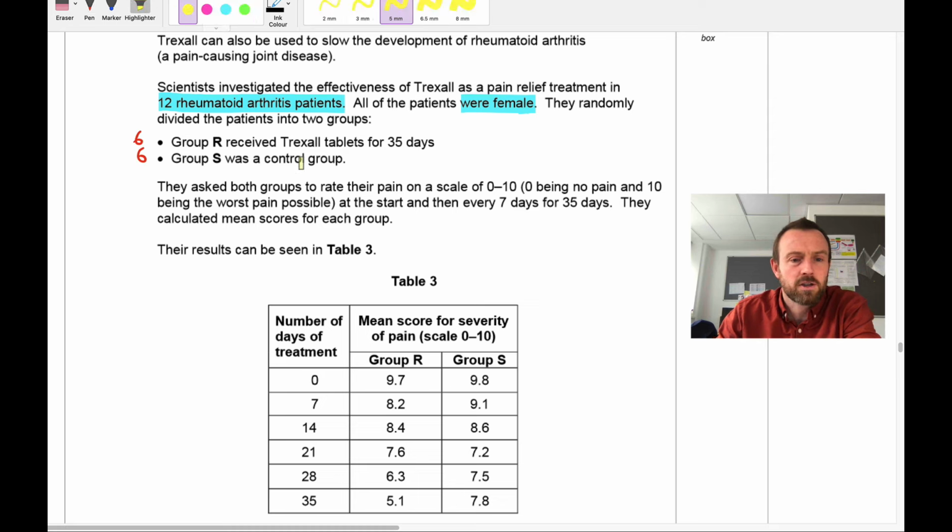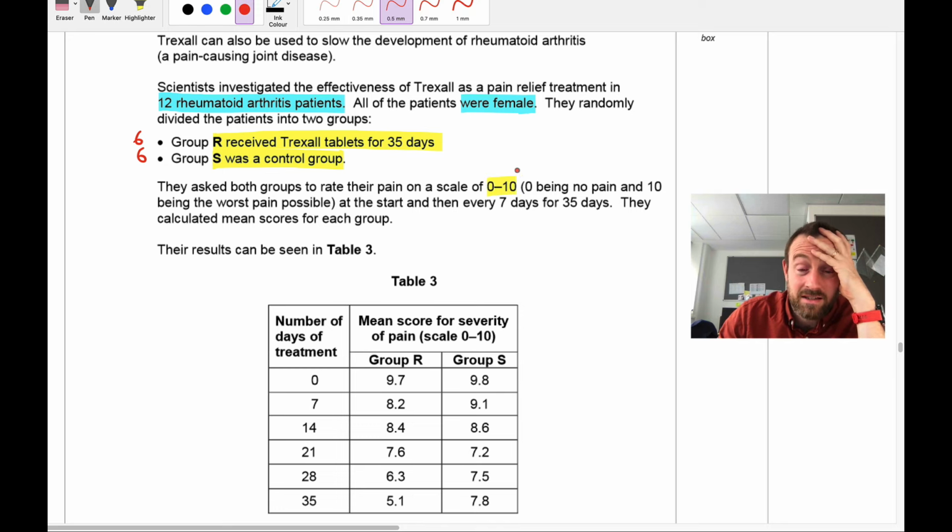And what do they get? Trexel. Group R received Trexel tablets for 35 days. Group S was a control group. Did they get any tablets? We don't know. They asked the groups to rate their pain on a scale of 0 to 10. Okay, so this is self-reported data. So that's not ideal. At the start, and then every 7 days for 35 days. So 35 days is 5 weeks. Yeah, 5 weeks. And they calculated mean scores for each group.